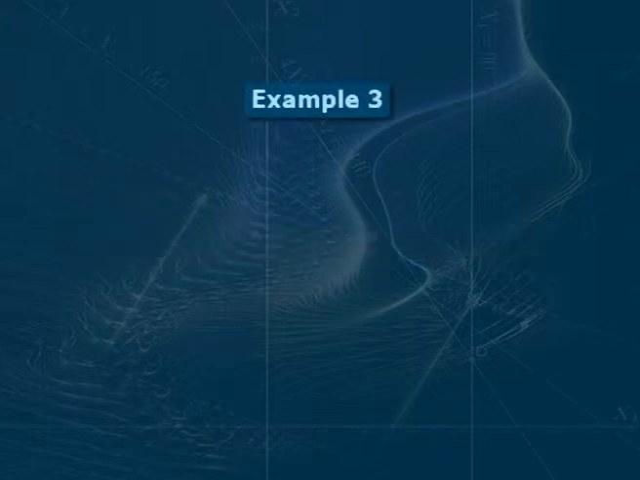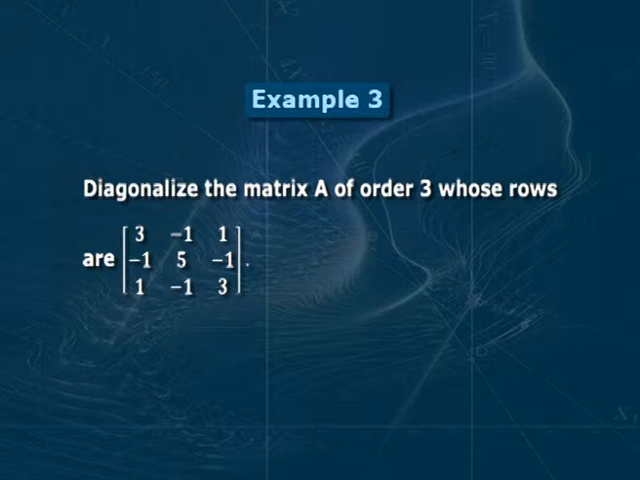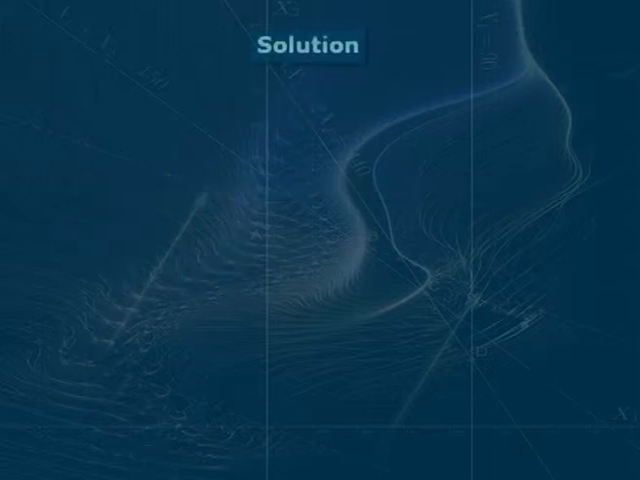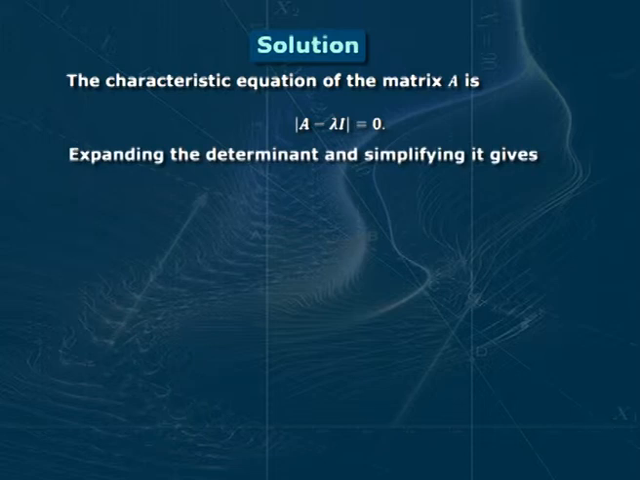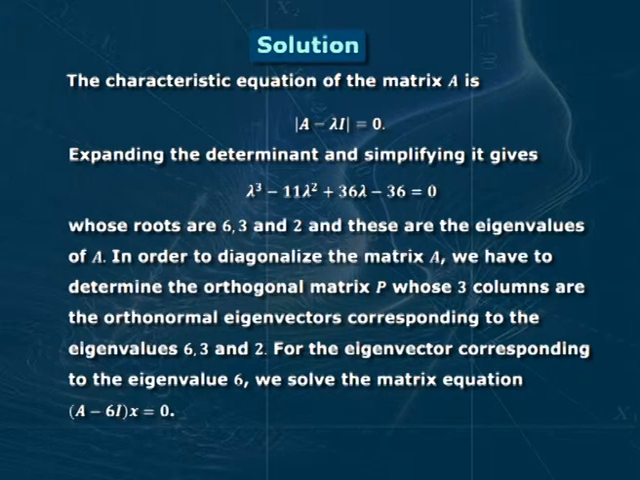Example 3. Diagonalize the matrix A of order 3 whose rows are 3, -1, 1; -1, 5, -1; and 1, -1, 3. Solution: the characteristic equation of the matrix A is |A - λI| = 0. Expanding the determinant and simplifying, it gives λ³ - 11λ² + 36λ - 36 = 0, whose roots are 6, 3 and 2, and these are the eigenvalues of A.